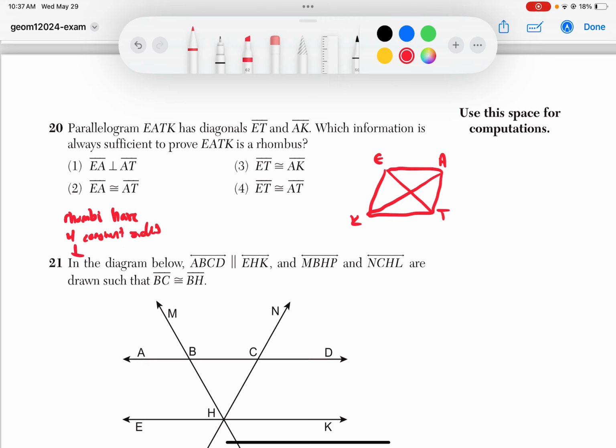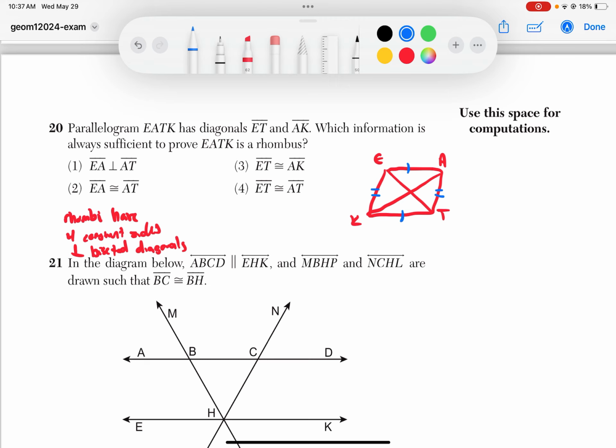I'm thinking perpendicular, bisected diagonals, that kind of stuff. Okay. So I already know it's a parallelogram. So I got this and this. If I have perpendicularly bisected diagonals, that only happens in a square or a rhombus. And if it is a square, then it's also a rhombus because all squares are rhombuses. So if I have anything to do with the diagonals being perpendicularly bisected, I'm set.